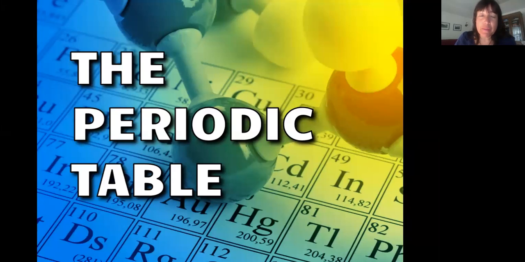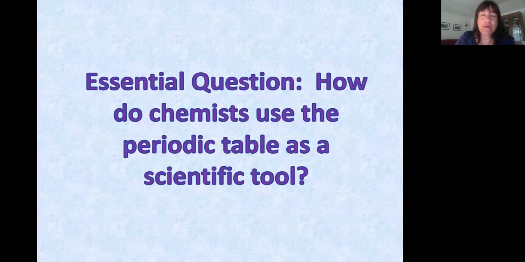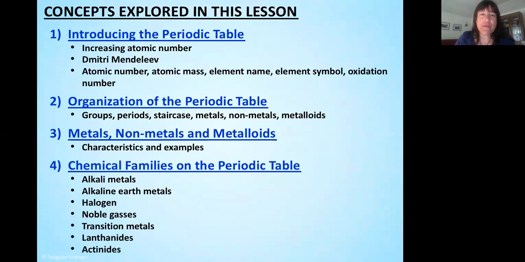Today we're going to be talking about the periodic table, one of my favorite units to be talking about in this class. The essential question is, how do chemists or any scientists use a periodic table as a scientific tool? In this lesson, we're going to be learning about the introduction of the periodic table, organization, where are the metals, nonmetals, metalloids, and we're going to learn about some of the chemical families on the periodic table.